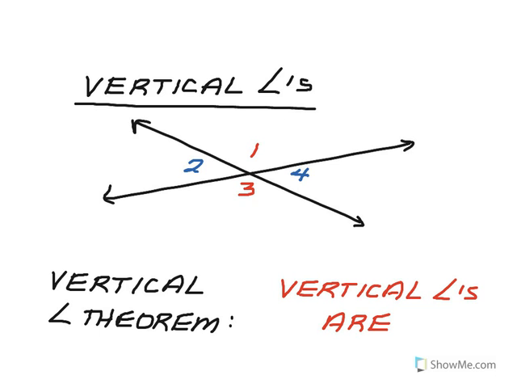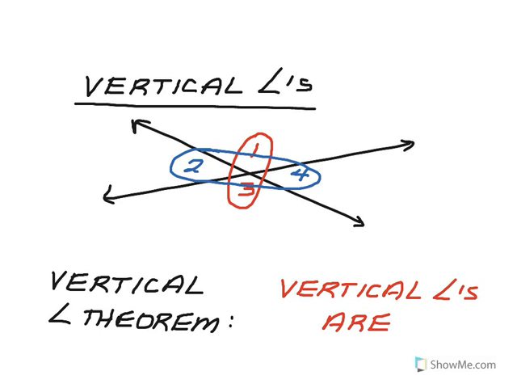Okay, and then lastly we have vertical angles. Whenever you have two intersecting lines, you form vertical angles, and they are across from each other. So as an example, with these two cross lines, angle 1 and 3 are vertical angles to each other. They're formed by opposite rays on the intersections. And in this diagram, angle 2 and 4 are vertical angles to each other. They are a pair of vertical angles.